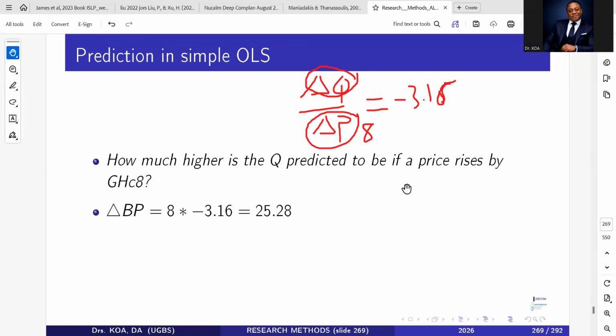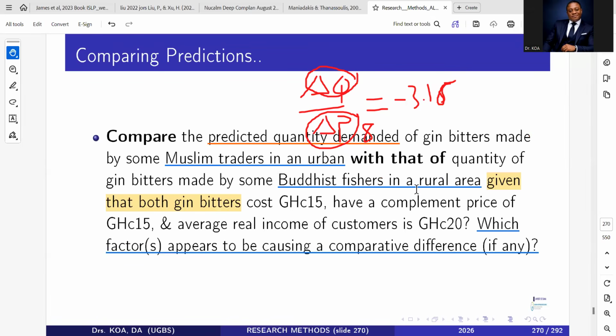But what about if we change all the others? What if all the others should change? Now, that is the biggest prediction question. That is 18 marks in the exams. So please pay attention so that you can follow through.